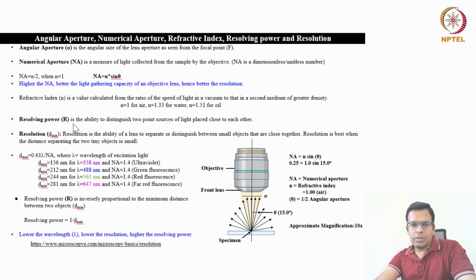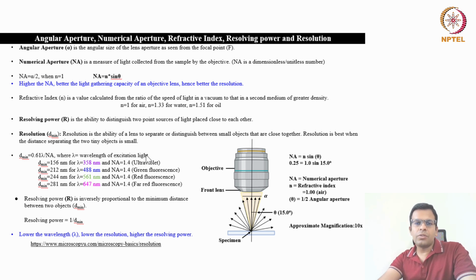Resolving power is the ability to distinguish two point sources of light placed close to each other. And resolution is the ability of a lens to separate or distinguish between small objects that are close together. Resolution is based on the distance separating two tiny objects when that distance is small. So here is the equation that describes resolution: resolution, known as d minimum, is equal to 0.61 lambda by NA, where lambda is the wavelength of the excitation light.